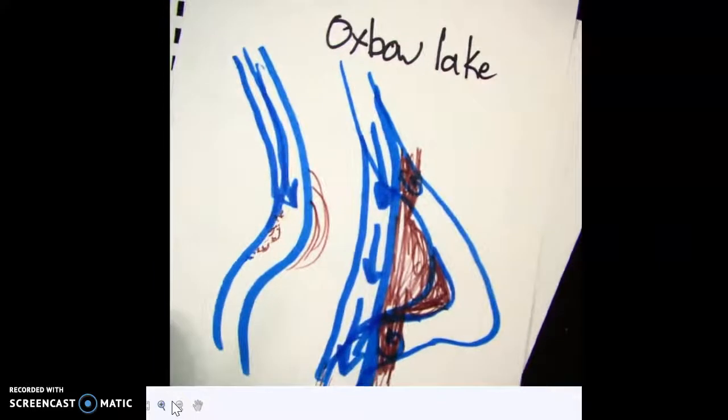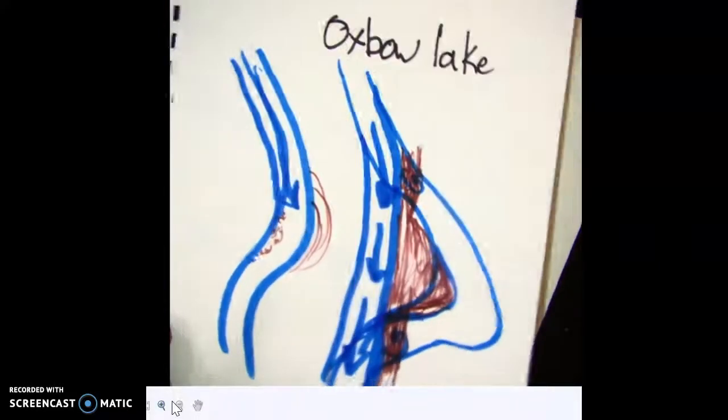Okay, before and after drawings. Next one that we need to look at is probably the delta, since we're talking about these rivers.